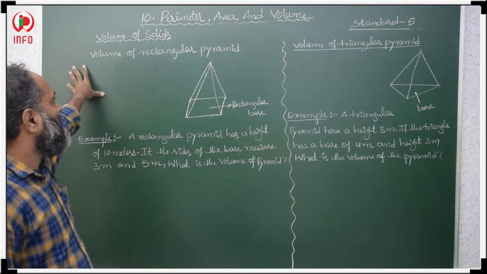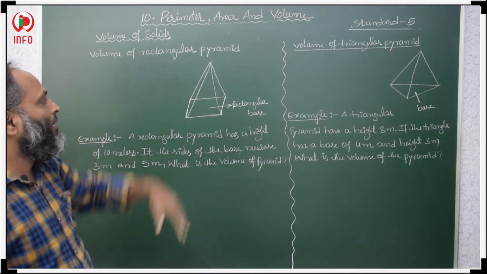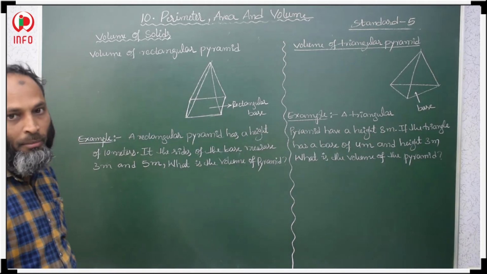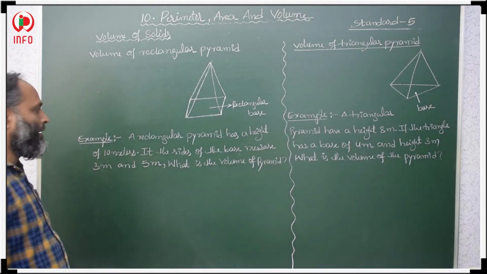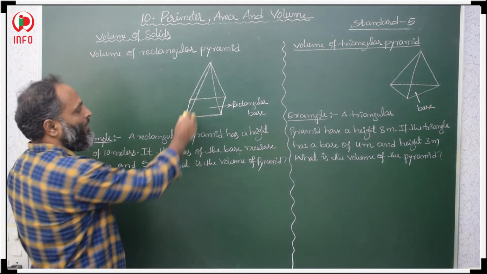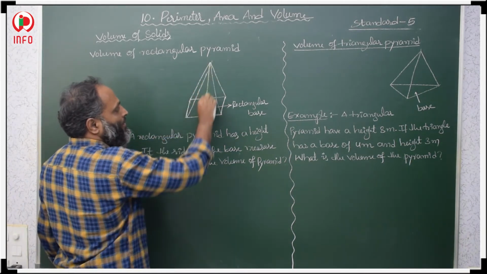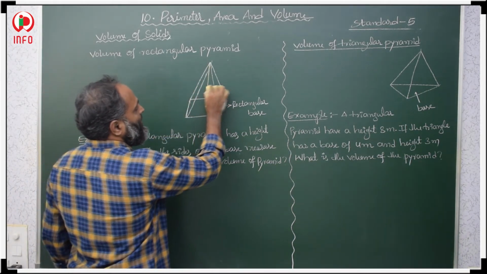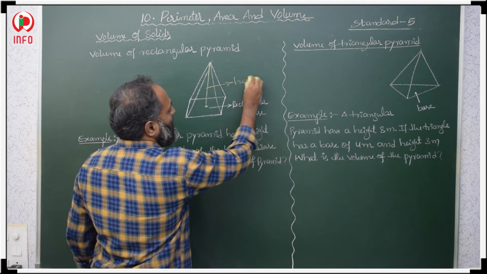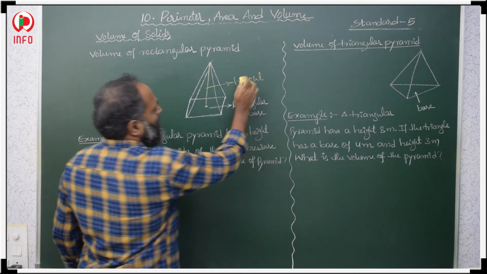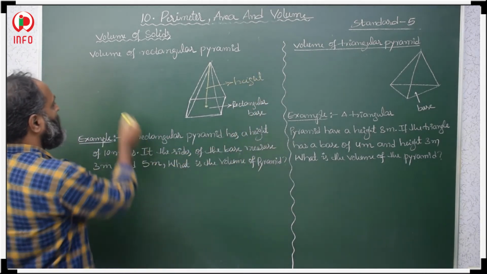Now next, volume of solids, the rectangular pyramid volume. So how to find rectangular pyramid volume? Here the base is rectangular shape, and this is the height, from here to here, this is the pyramid height, and a rectangular base. Then what is the volume?